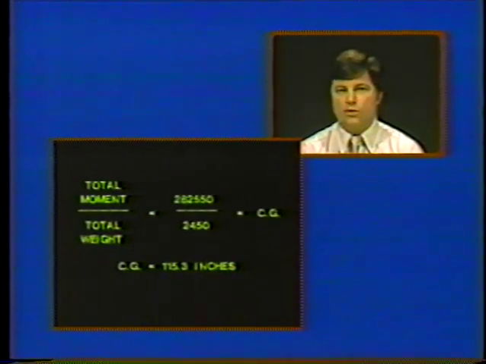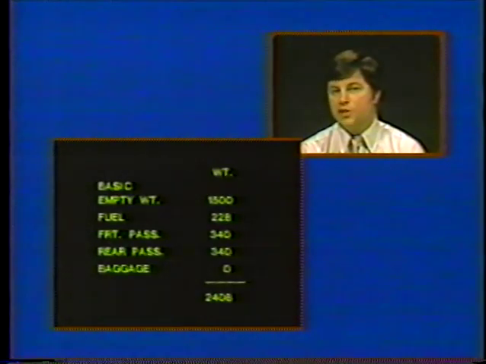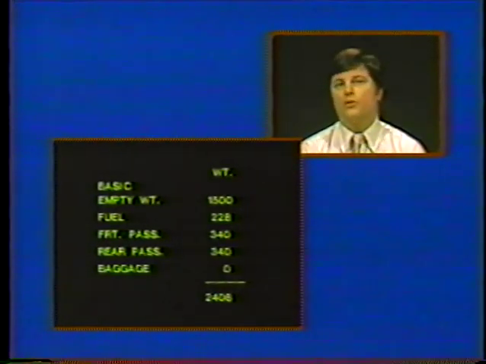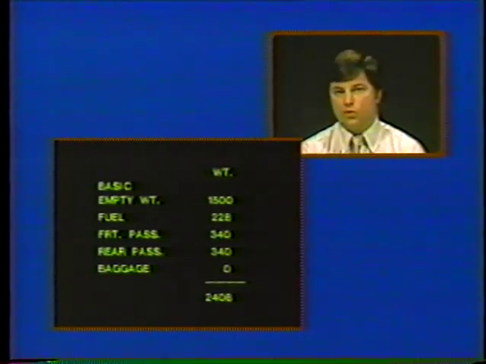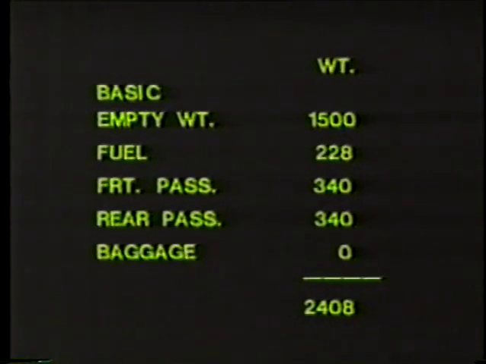with its 2,450 pound gross takeoff weight and its 1,500 pound basic empty weight. This flight requires that we take along 4 persons weighing 170 pounds each and at least 38 gallons of fuel. So we begin by listing our items and their weights on our worksheet. It should look like this.